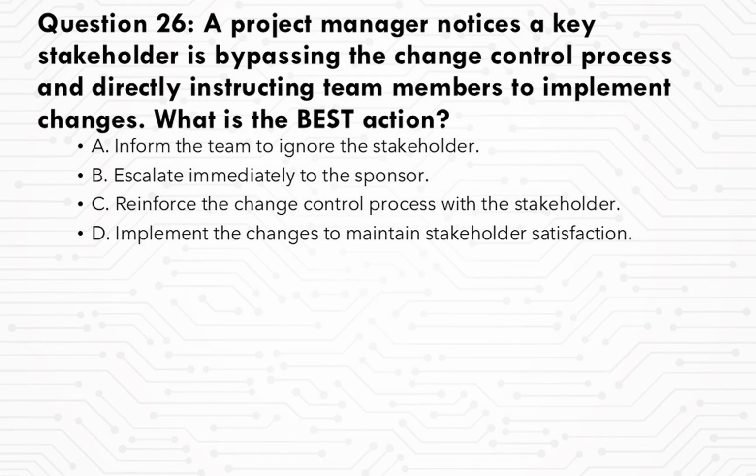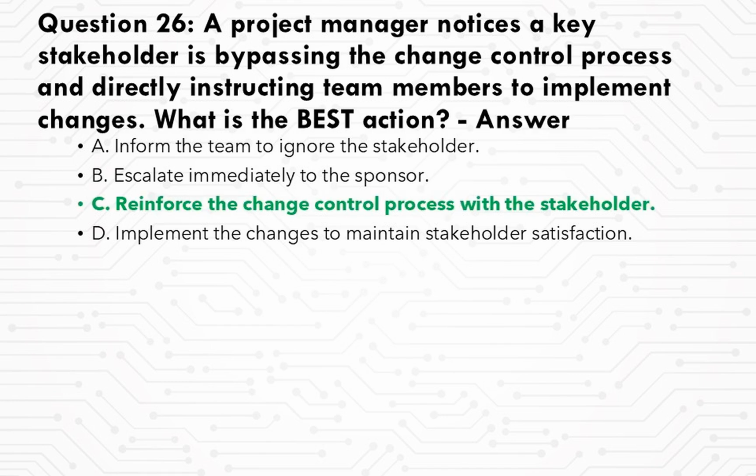Question 26. A project manager notices a key stakeholder is bypassing the change control process and directly instructing team members to implement changes. What is the best action? A. Inform the team to ignore the stakeholder. B. Escalate immediately to the sponsor. C. Reinforce the change control process with the stakeholder. D. Implement the changes to maintain stakeholder satisfaction. Answer C. The PM should reinforce governance and processes first before escalating.